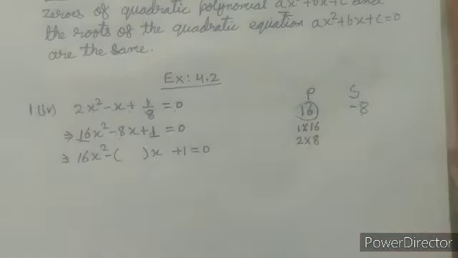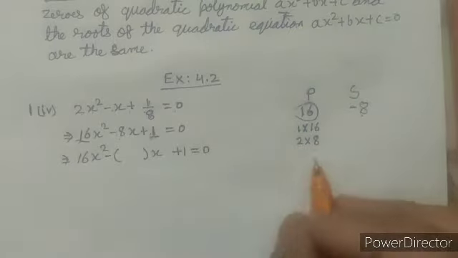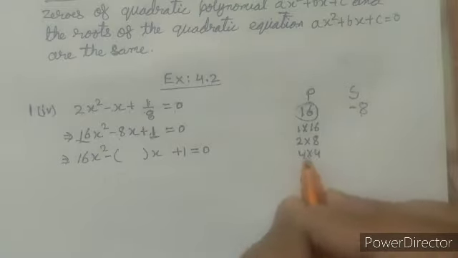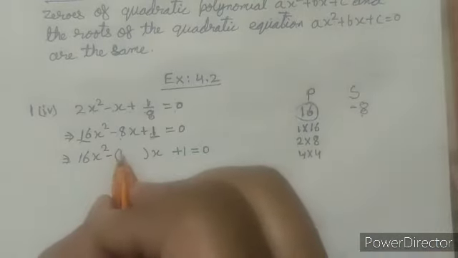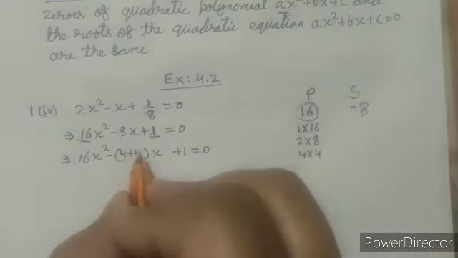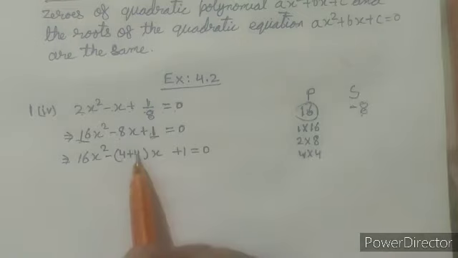2 into 8 is also 16, and 8 plus 2 is 10, and 8 minus 2 is 6, which is not equal to 8 again. Another one is 4 into 4. Now 4 into 4 is 16, and 4 plus 4 is 8. So in place of 8 we will write 4 plus 4, the factors of 16, that 4 into 4 will be 16, and their sum 4 plus 4 will be equal to 8.